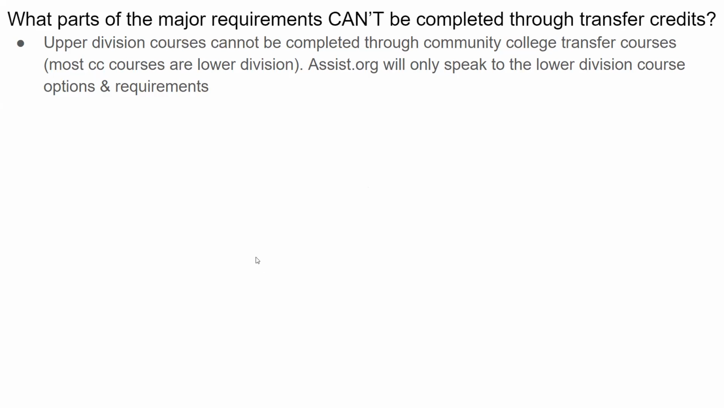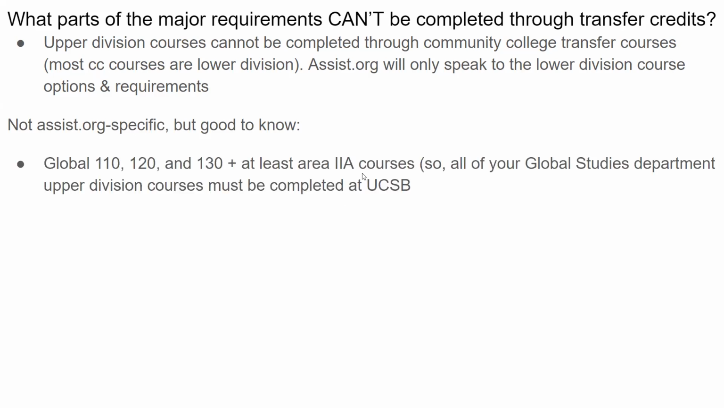Big difference between upper and lower division, just know that you can recognize them at UCSB by looking at the numbers, right? Lower division courses are numbered 1 to 99. Upper division courses are numbered 100 to 199, typically restricted only to juniors and seniors, but not always. Over at your community college, just know the numbers might be totally different. They very likely don't use the same numbering system as UCSB or the other UC system schools. So just keep that in mind. This is not an assist.org specific thing, but it's good to know.